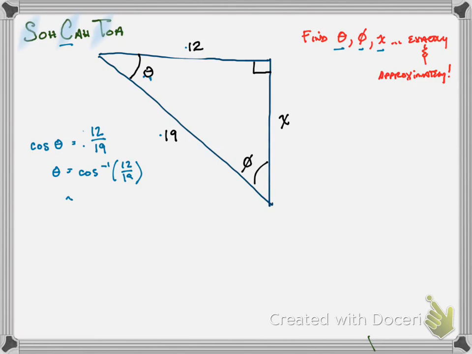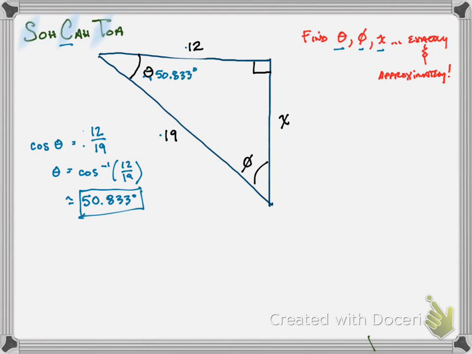If we want to round, we can type that in. And I'm in degree mode for now. We have not started working with radians yet in class. So the inverse cosine of 12 over 19 kicks out a value of approximately 50.833 degrees. So theta is approximately 50.833 degrees.